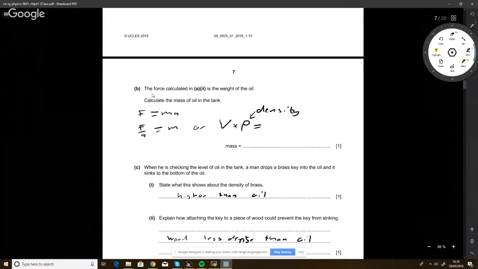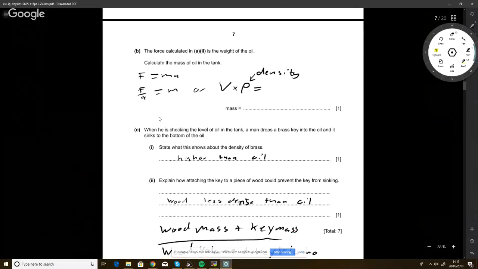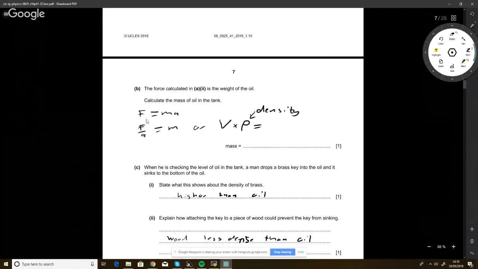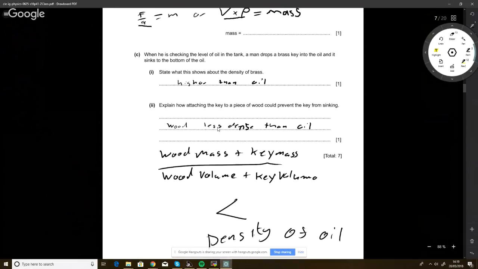Okay, so then it says the force calculated in that part of the question is the weight of the oil. Calculate the mass of the oil in the tank. And we can go about this two ways. They sort of hint to basically take the force and divide it by the acceleration. It's one way of doing it, or we can take the volume and multiply it by the density, and then we can get the mass that way. Just plug those numbers in and you should get the mass.